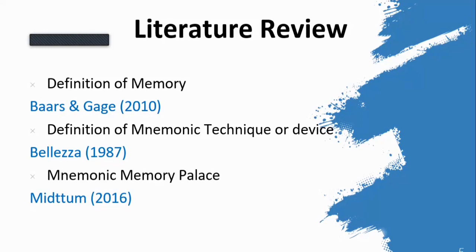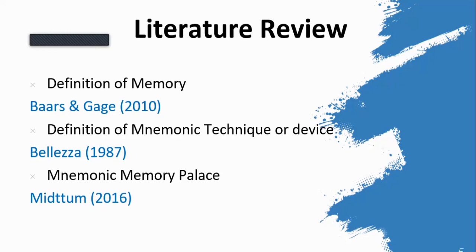According to Miller, 1956, as cited in Belexa in 1987, there are two main types of mnemonic devices, organizational and encoding mnemonics, which reflect the two main activities of human memory, unitizing and symbolizing. Mnemonics memory palace.